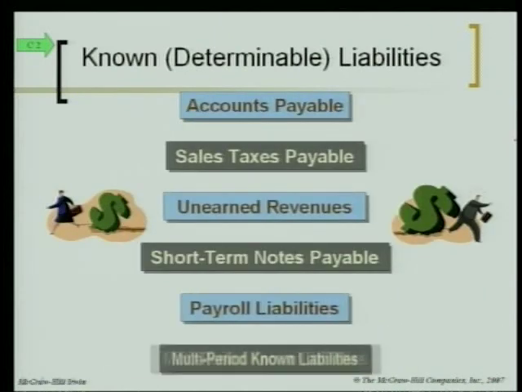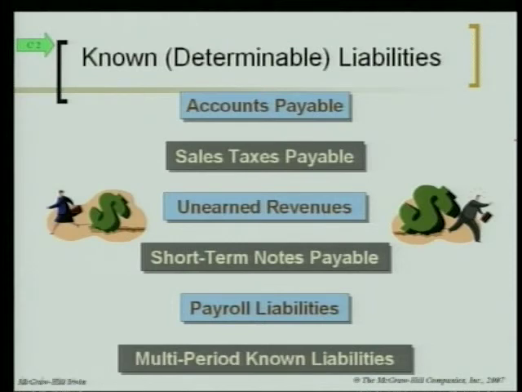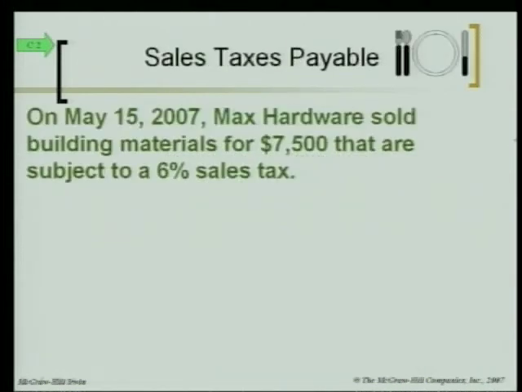Now, before we talk more about those, we are going to talk about some known or determinable liabilities, where we do know who we're going to have to pay, we do know when we're going to have to pay it by, and we do know how much we're going to have to pay. Examples of those would be accounts payable. We've talked about that before. Sales tax payable, okay? Sales tax payable is a known liability. Unearned revenues we've discussed before. Any sort of short-term notes payable. Payroll liabilities, okay? Or multi-period known liabilities.